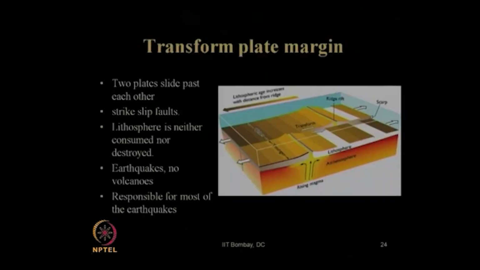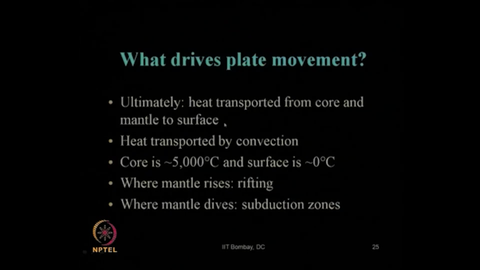Then we talked about the within plate tectonic theory, the transform plate margin, which is the third type of plate movement, where two plates slide past each other and it is responsible for most of the earthquakes in the world. Here also earthquakes occur, with no significant volcanic eruption. And what are the causes for that plate movement? We have seen the huge temperature difference between the earth's core and the surface, which makes the heat get transported by the convection process from the core through the mantle to the surface.